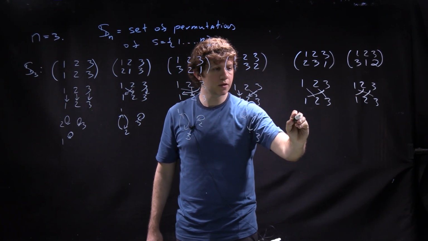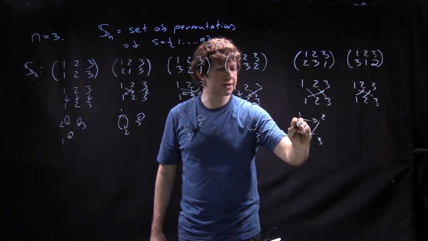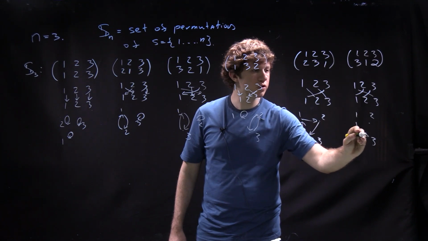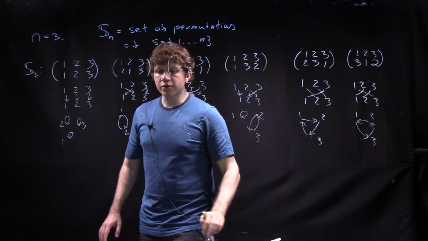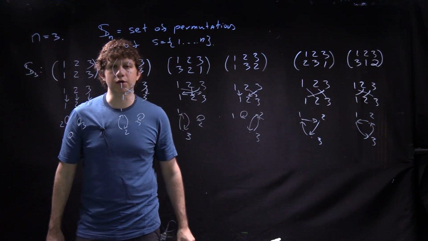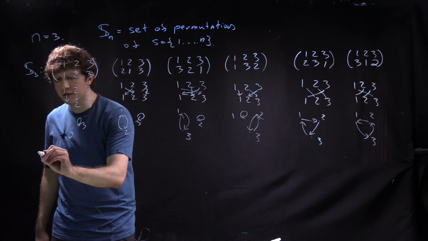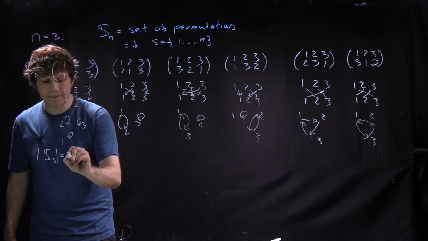And here it's what's called a cycle. I will define cycles in a moment. And here 1 goes to 3, 3 goes to 2, 2 goes to 1. And now you can see just all ways to permute 3 objects between each other. So in particular, the cardinality of S3 is 6.